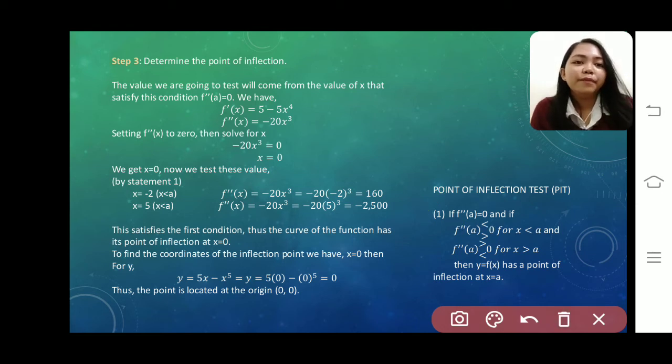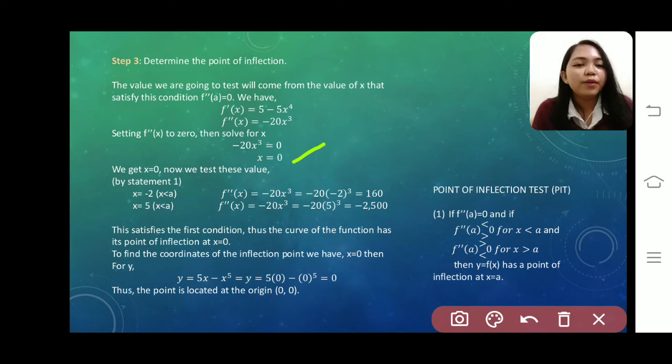So, kumbaga, dun sa maximum and minimum value natin, sineset natin yung first derivative equal to 0, then we solve for the values of x. Ngayon naman, we set the second derivative equation equal to 0, then solve for x. So, we have here the first derivative. So, ang second derivative, negative 20x cubed. Then, i-equal natin siya sa 0. Then, kuhain natin yung roots, which is 0 pagdating dito. So, we get x equals 0.